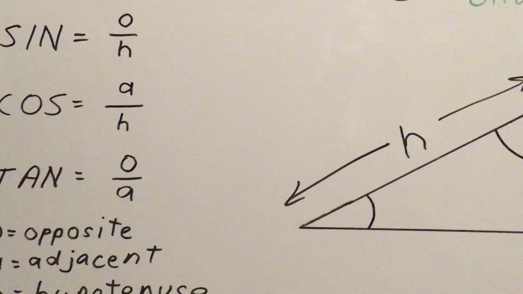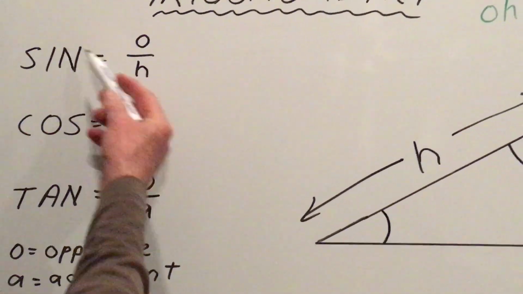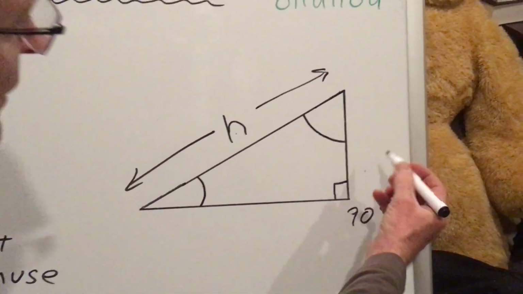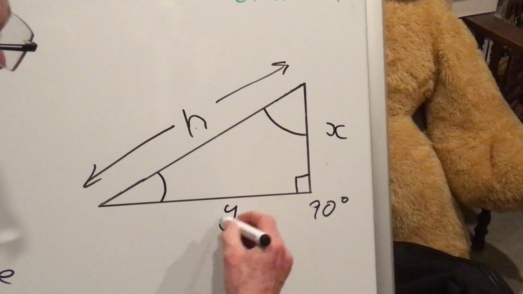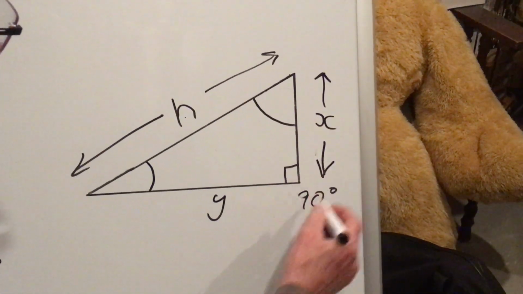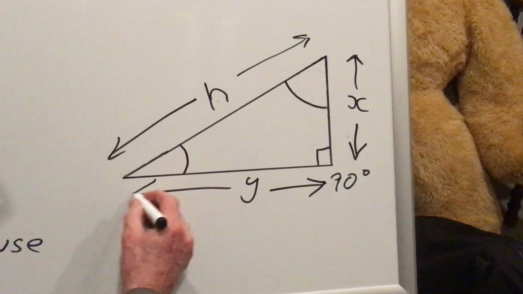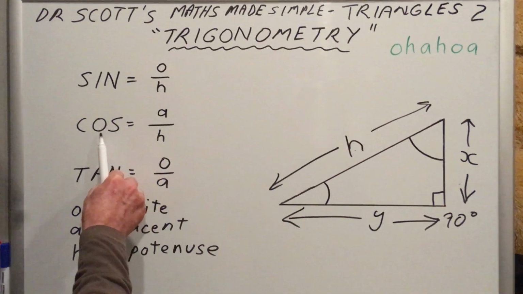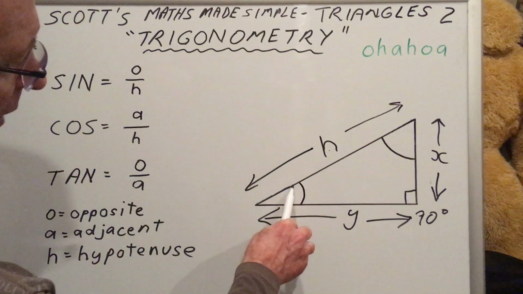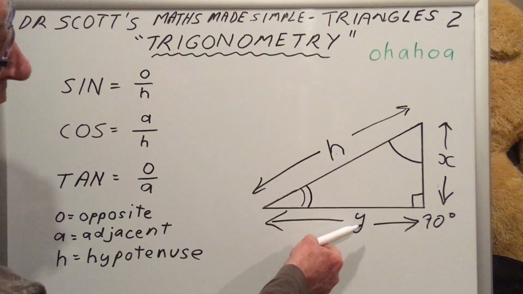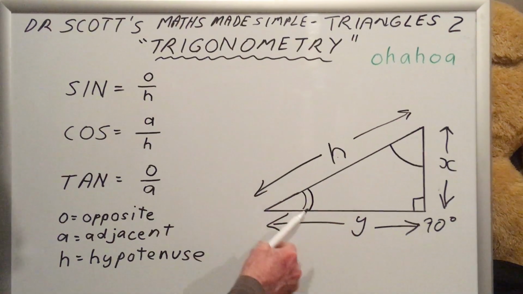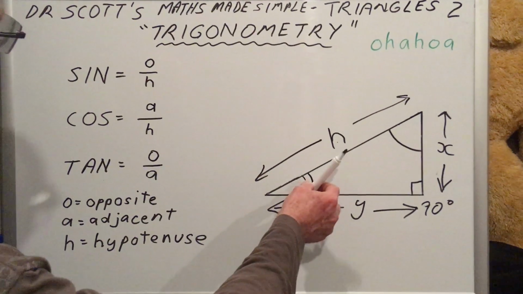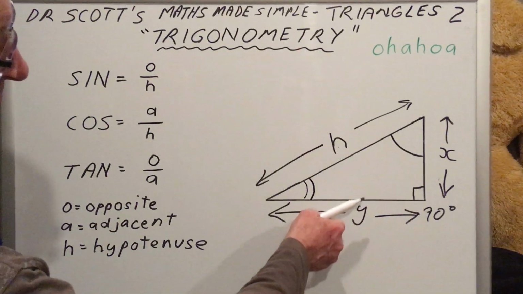So, sine of an angle is the opposite over the hypotenuse. That side over that side. Let's call this x and let's call this y. So that's x and that's y. So sine is opposite x over hypotenuse h. Cos is adjacent, so it's not the opposite one of this angle here, it's the adjacent side, y over h, the hypotenuse. Cos equals adjacent over hypotenuse, and tan equals opposite, so x over adjacent, y.